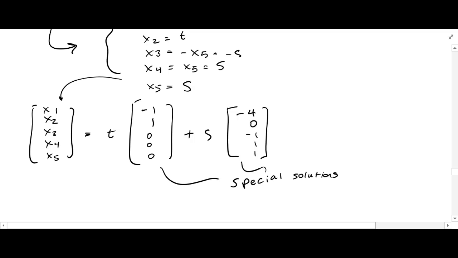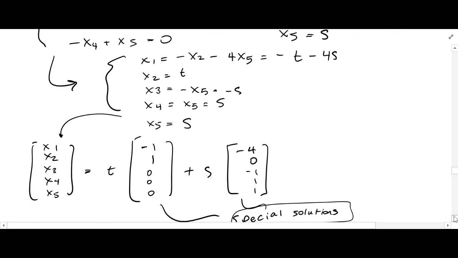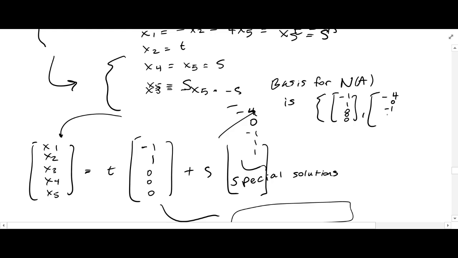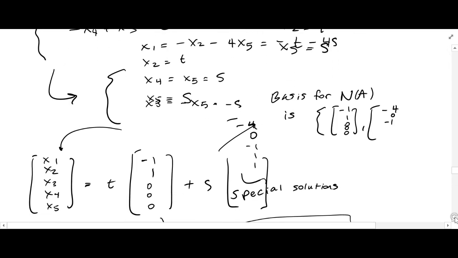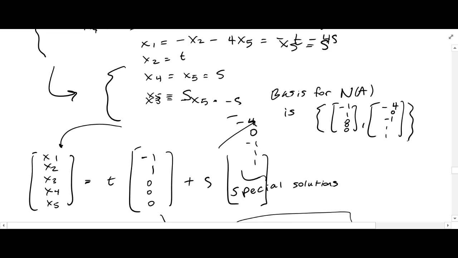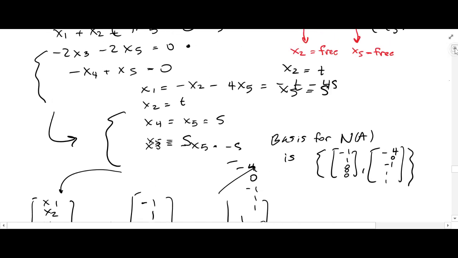And they form a basis for the null space. So the null space of A, say a basis for the null space of A, is -1, 1, 0, 0, 0, -4, 0, -1. Why did everything go wrong? That's pretty bad. -4, 1, 1. That was what it was. I don't know what happened. That's the basis.